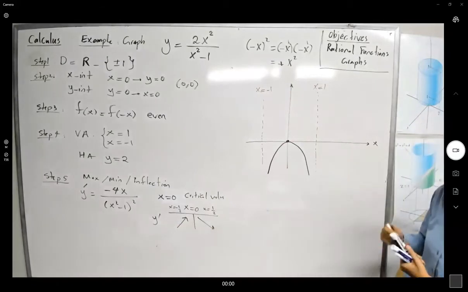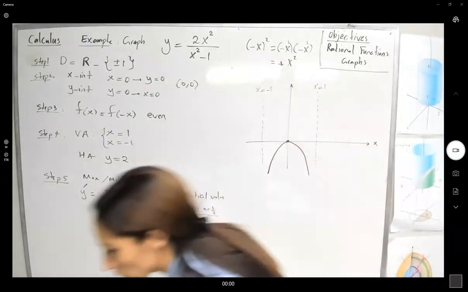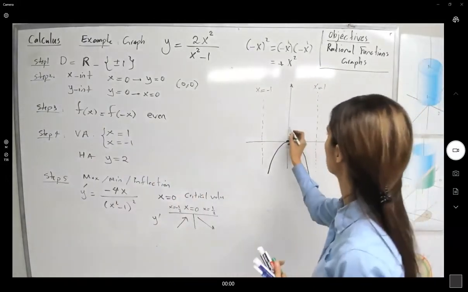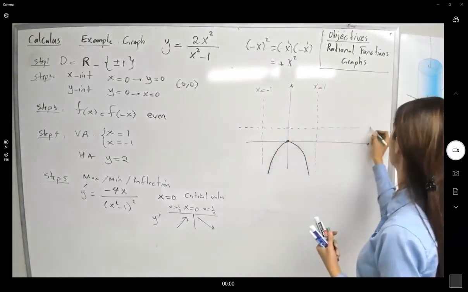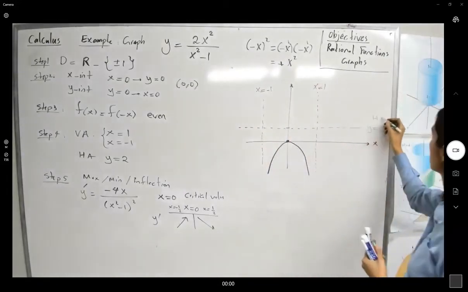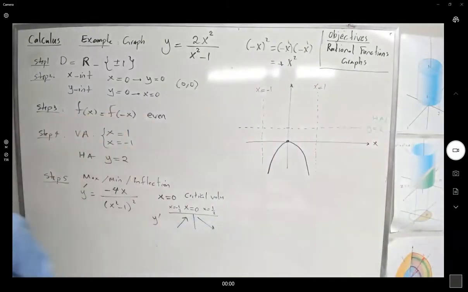And your horizontal asymptote happens at y equals 2. Let's use a different color for y equals 2. This is your horizontal asymptote. Very well. So, the second derivative of this function.